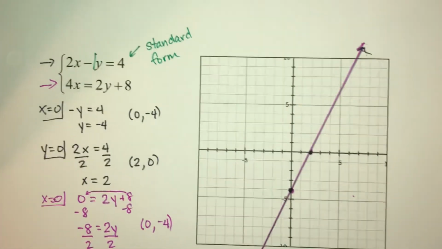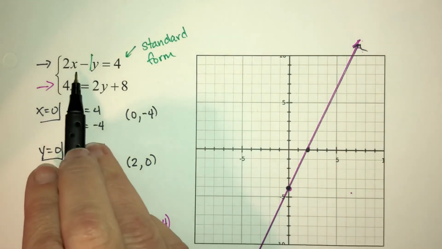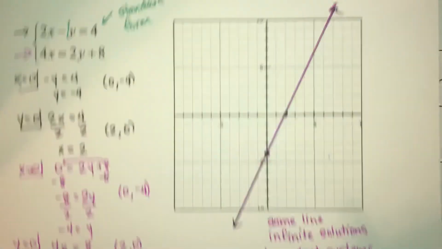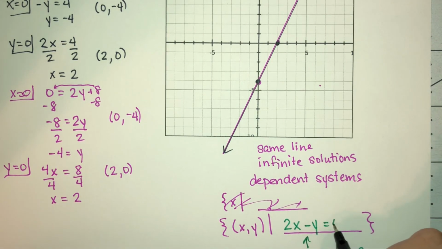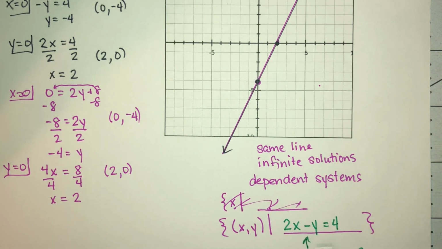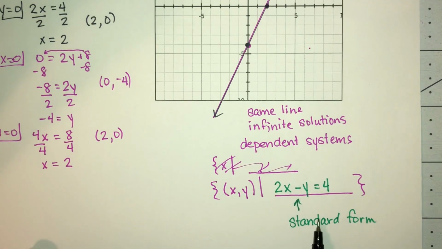I don't think I can get all this on the screen at the same time. All I'm going to do is take this equation exactly as it is and write it in here. This is what they will want you to do if you have the same line.